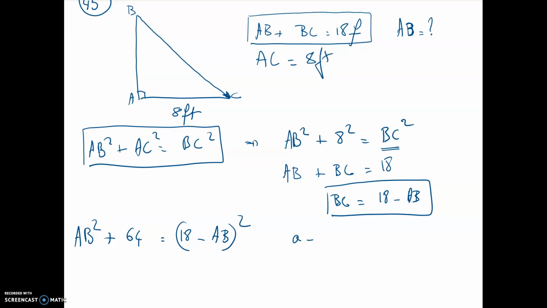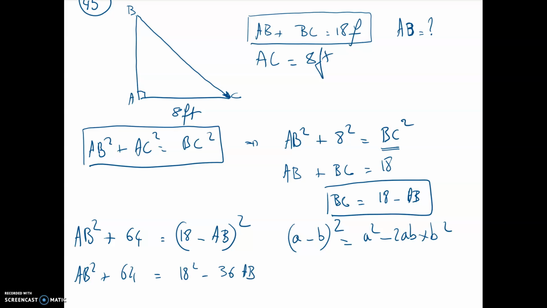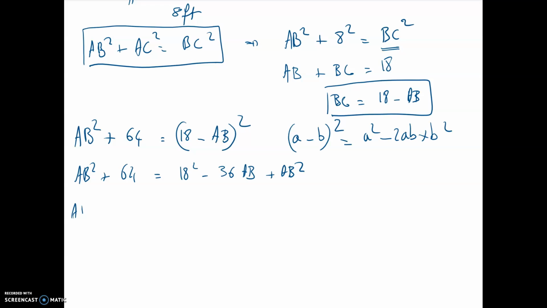I'd like to remind you that (A minus B) squared is A squared minus 2AB plus B squared. So I end up with AB squared plus 64 equals 18 squared minus 36 times AB, corresponding to 2 times AB times 18, plus AB squared. Now, if I'm looking for AB, I'm going to move all the AB terms to one side and all the non-variable terms to the other side. So I'm going to subtract AB squared on this side, to move this AB squared to the other side.